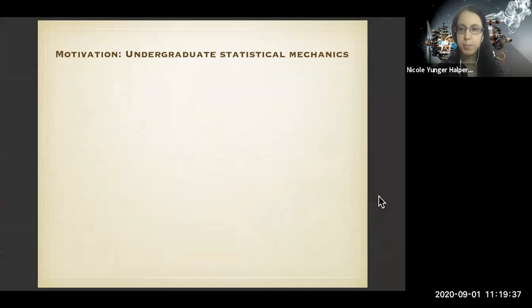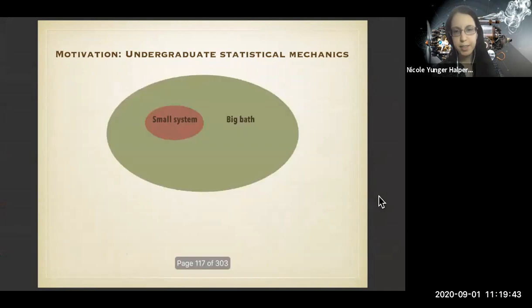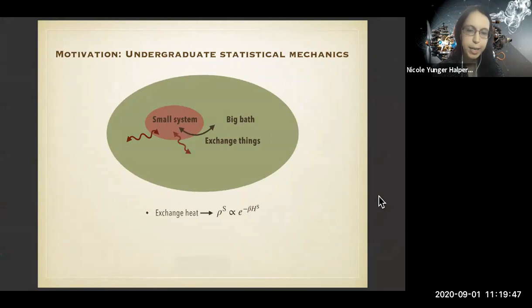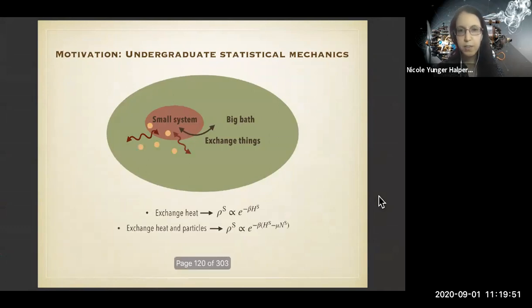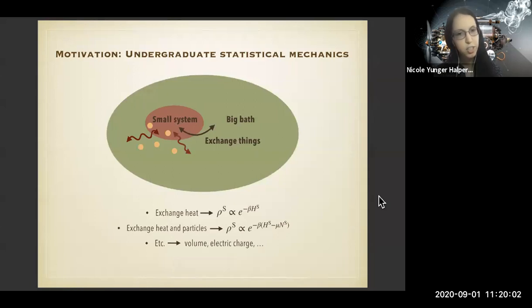The motivation for this problem comes from textbook statistical mechanics. We often like to think about a small system interacting with a big bath. They exchange things. If they exchange just heat, then the small system can thermalize to a canonical ensemble. If they exchange heat and particles, the small system can thermalize to a grand canonical ensemble, and so on and so forth for many different things that can be exchanged, like volume, electric charge, and particles of different species.